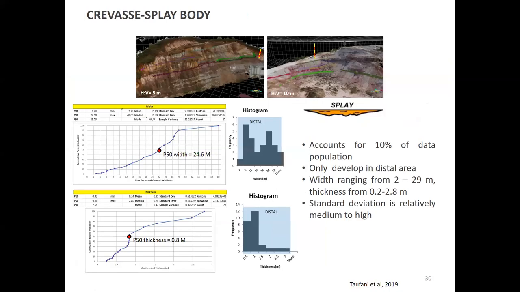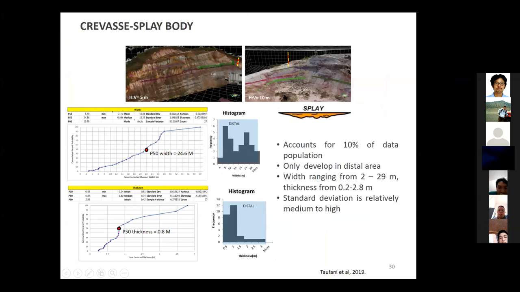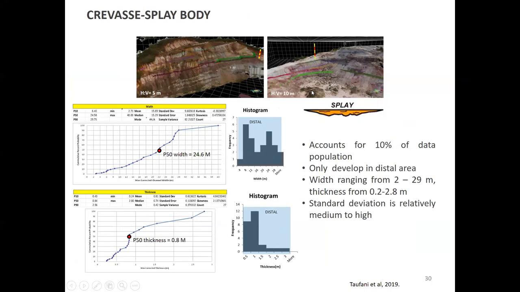So let's move to crevasse splay bodies. This is actually not part of the channel. It is part of the overbank, but it is still a geobody in the subsurface. We still have limited data in this outcrop dataset, so it took just 10% of the data population.